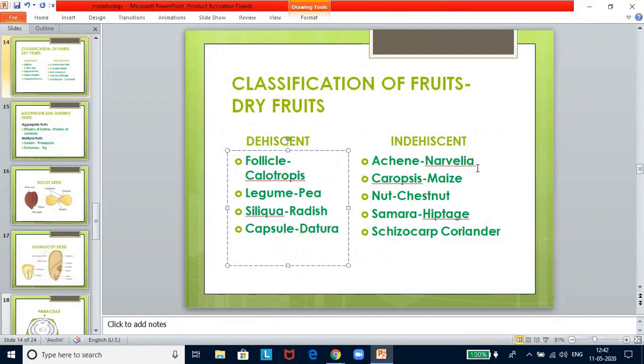Now, indehiscent fruits, those which cannot be divided: achene, Clematis; caryopsis, maize; nut, chestnut; samara, Hiptage; schizocarp, coriander. So please make a note of this. I give you 2 minutes because this is very important, and they have repeatedly asked it in old papers, and these can become the game changers for you.